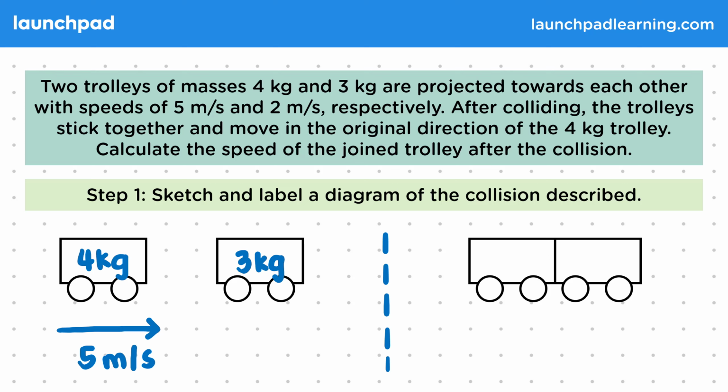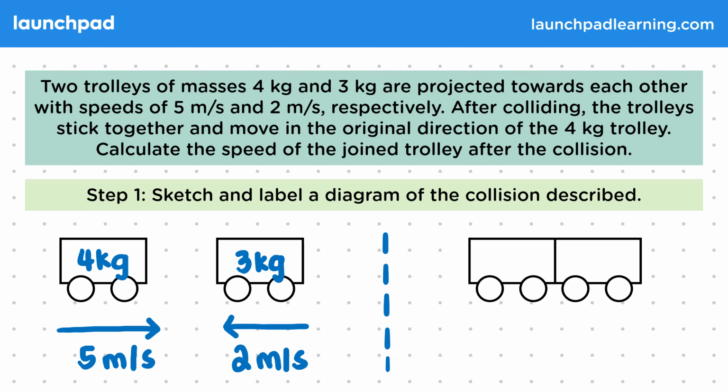This is really important, as we're told that the two trolleys were projected towards each other, so the second trolley must be travelling in the opposite direction, to the left. It has a speed of 2 meters per second, but since this is opposite to our positive direction, we'll be treating this as a negative number.